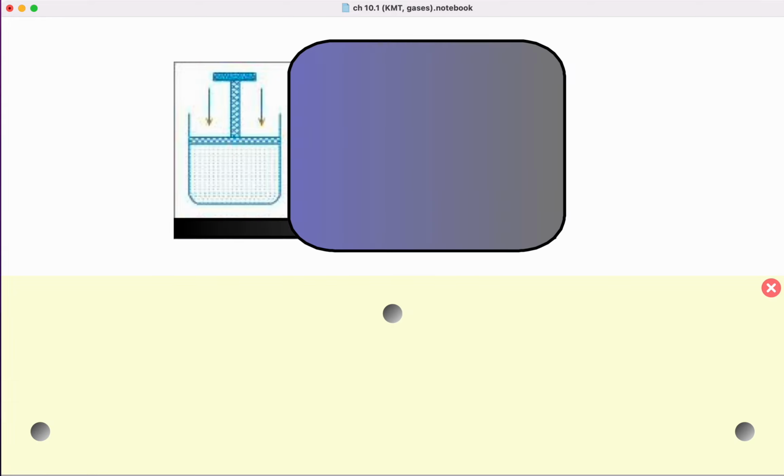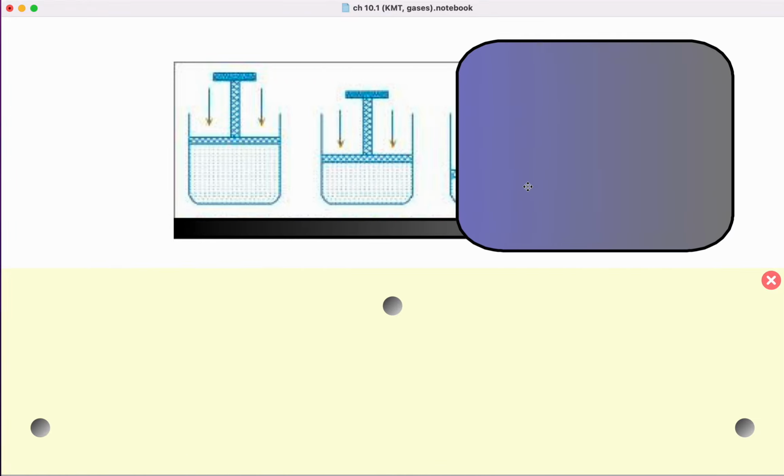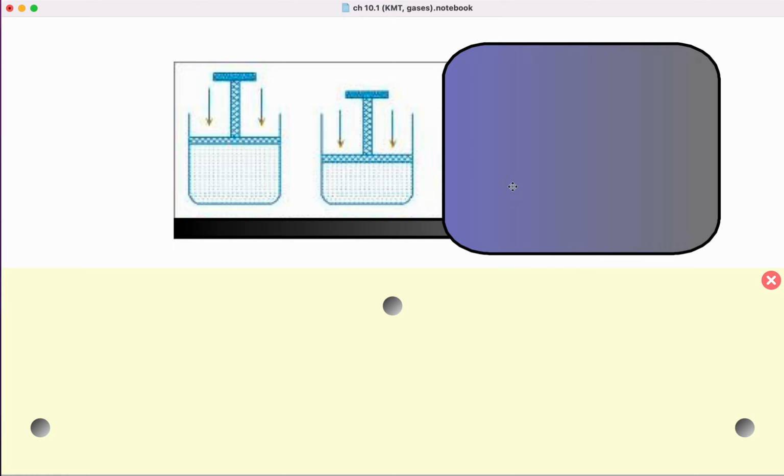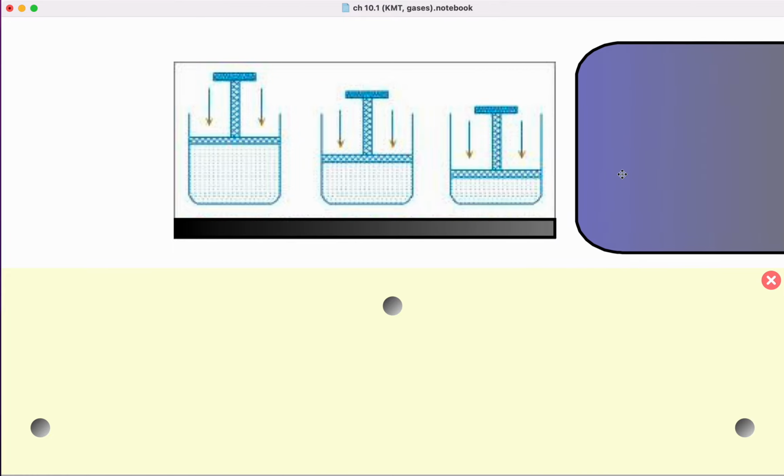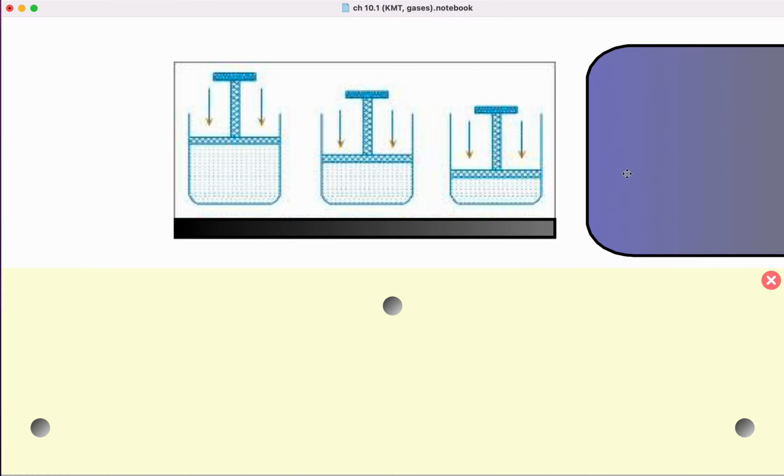Here's another property. Suppose I have a sample of gas trapped in a cylinder with a piston on top. And suppose I were to press down on the piston, and in doing so, increase the pressure on the sample of gas. What would happen to the volume? Well, of course, you might predict that as you increase the pressure, the volume decreases. And that is, in fact, what happens.